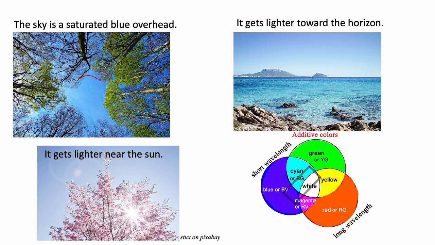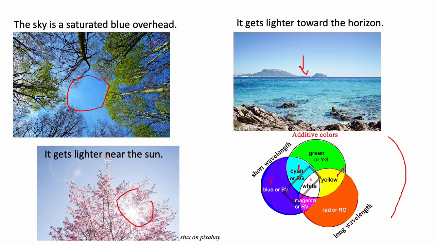At noon, the sky is its most saturated blue overhead, and it becomes whiter as it nears the horizon and as it nears the sun. I compared these colors to the additive color wheel, which I discussed in the last video, and it tells us what happens when we mix colors of light together. So when we mix blue and yellow, we don't get green as we would if we mixed blue and yellow paints together, but rather a cyan or a whitish blue.